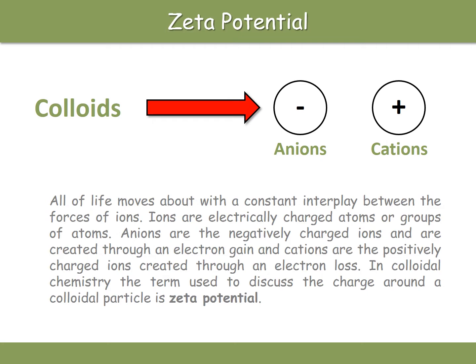All of life moves around the constant interplay between the forces of cations and anions, electrically charged ions. The anions are the negatively charged ions. We want more of those, and they're created through electron gain. Cations are positively charged ions created through electron loss. We talked about this last week. In colloidal chemistry, the term used to discuss this charge around a colloidal particle is zeta potential.